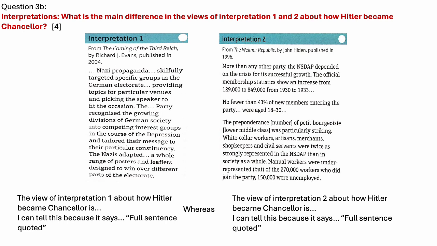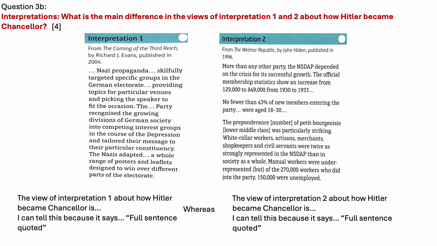All right, so quite similar to the inference question really there. So the view of Interpretation 1 about Hitler becoming Chancellor is that they were good using propaganda. The first two words say that, but you want to put a full sentence in. And then you say, whereas the view of Interpretation 2 about Hitler becoming Chancellor is, and I feel in this case it's looking at the depression, the crisis, the economic crisis, the unemployed, and then you say, I can tell this because it says, and then pick one full sentence from Interpretation 2. And that is question 3B done then.